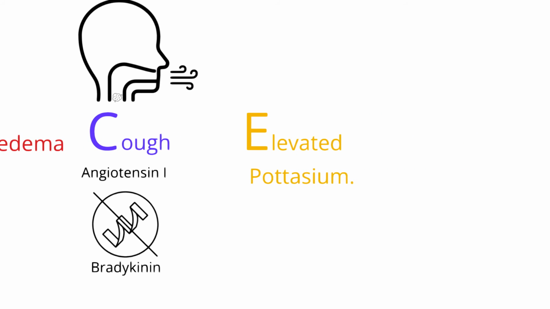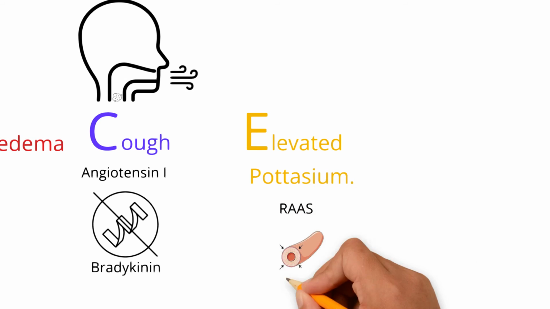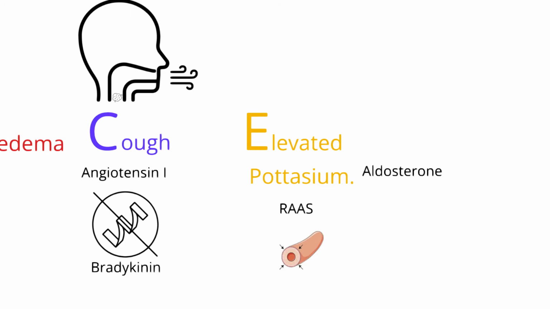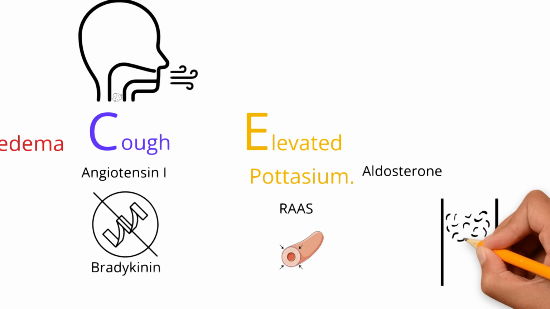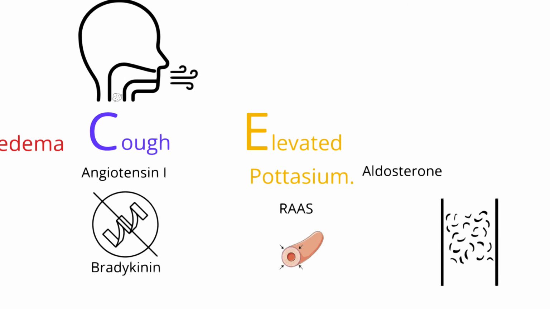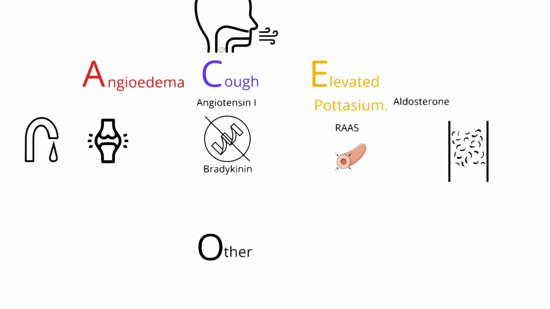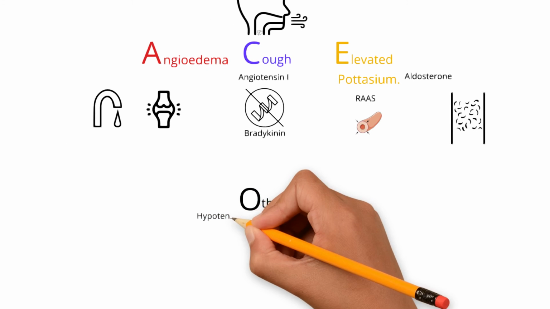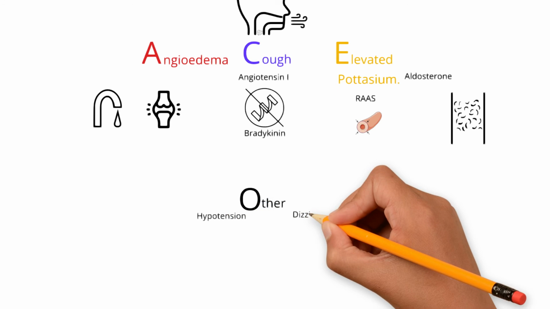Elevated potassium. In the RAAS mechanism that is supposed to cause vasoconstriction, the hormone aldosterone is released to help in the excretion of potassium. When this process is altered by ACE inhibitors and vasodilation occurs, potassium tends to accumulate in the bloodstream. The other side effects of ACE inhibitors are hypotension, as you can imagine, and dizziness.